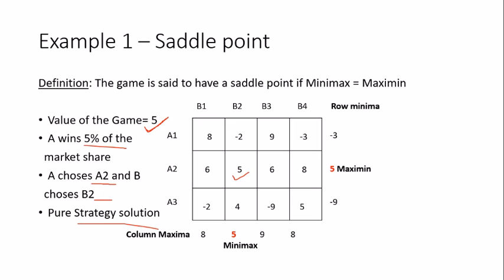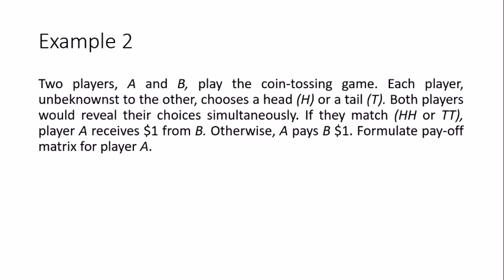So obviously now the question naturally comes to our mind: what will happen if Minimax is not equal to Maximin? To understand that situation, let's have a look at this example. In this example, we are given two players who are playing the coin tossing game. Each player, unbeknownst to the other, chooses a head or a tail. Both players reveal their choices simultaneously. If they match, then player A receives $1 from B, and if they do not match, then A pays B $1. Formulate the payoff matrix for player A.